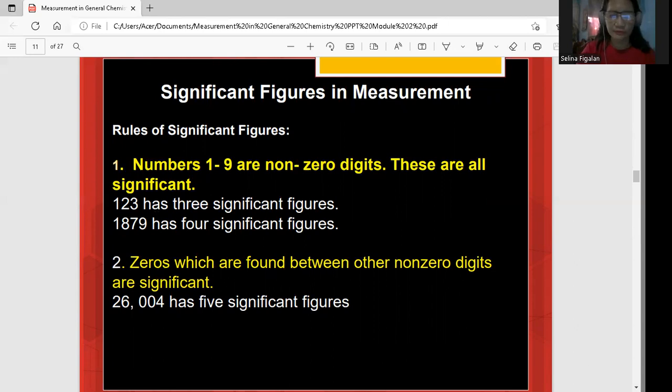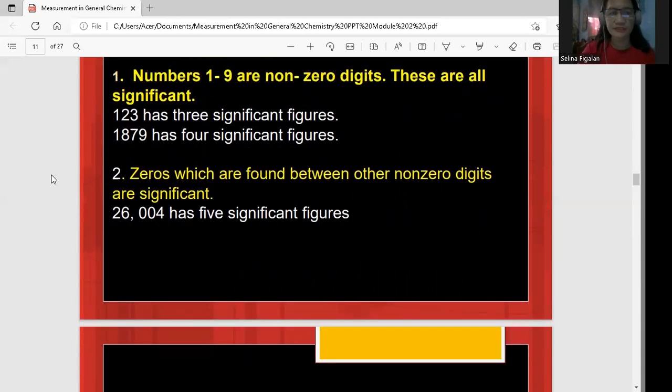Okay, and in the second rule, as I have said this, zeros without letter E. This is an American English. At yung may letter E naman, that is under the British. So zeros which are found between other non-zero digits are significant. Okay, yun. Ano sabi niya? Zeros daw na nakikita. Okay, between the two non-significant figures or non-zero digits, they are considered as significant. So like for example here, the 2 zeros ay makikita between your 6 and your 4, so which means that there are 5 significant figures.